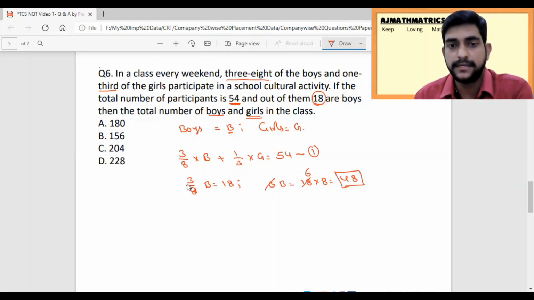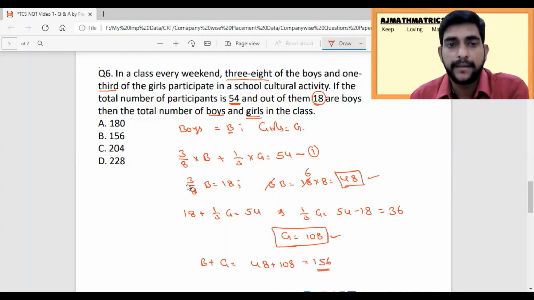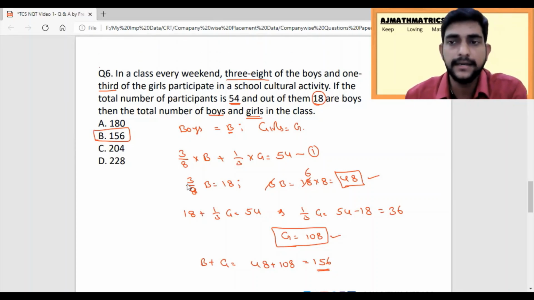So just substitute this here. 3/8 of B will be 18 plus 1/3 of G equals 54. So 1/3 of G equals 54 minus 18. There you will get 36. So the G value will be 108. So 36 into 3 will be 108, and boys are 48, girls are 108. So the total number of boys and girls is 48 plus 108, which equals 156. So hope I am clear with the solution. And the basic part you need to understand here is converting the data into the equation.